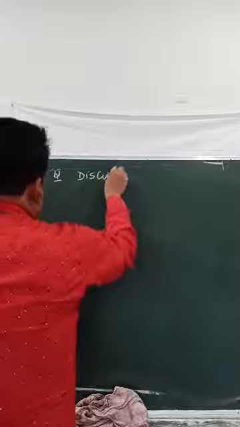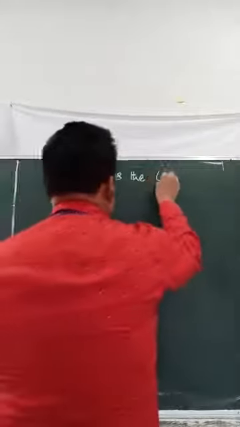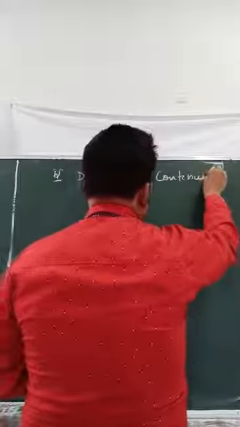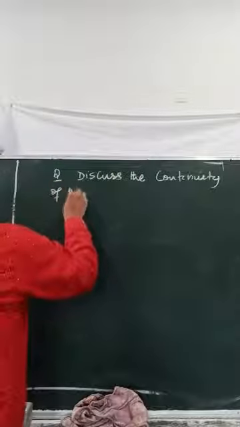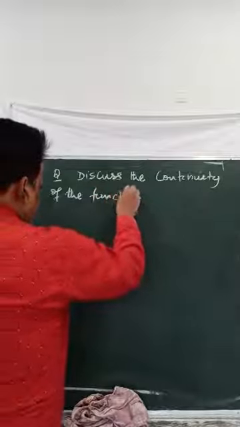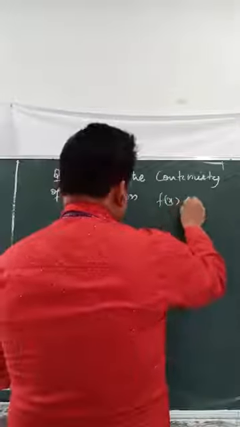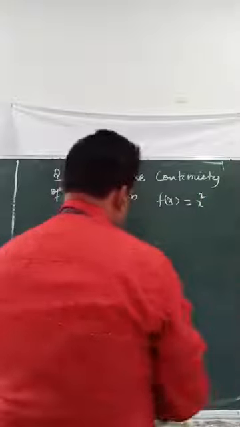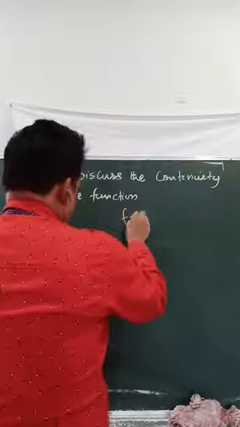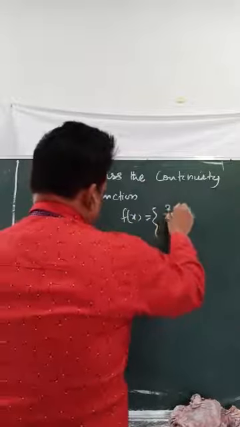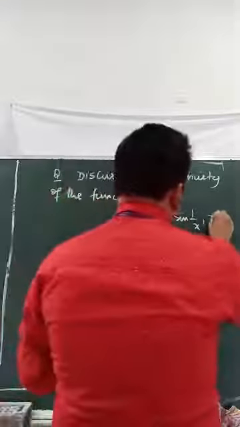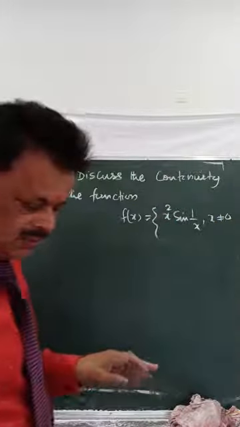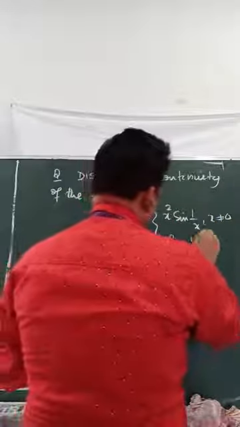Discuss the continuity of the function f(x) equals x square sin 1 by x, where x is not equal to 0, and it is 0 if x is 0.